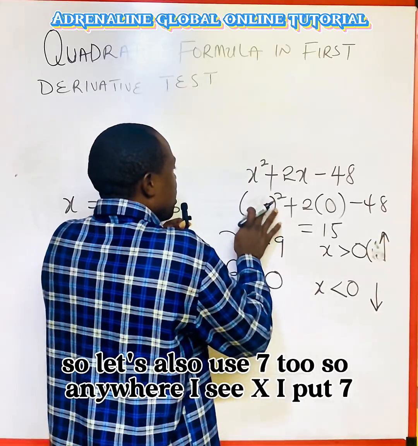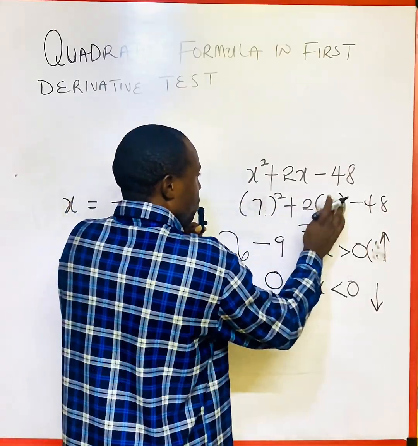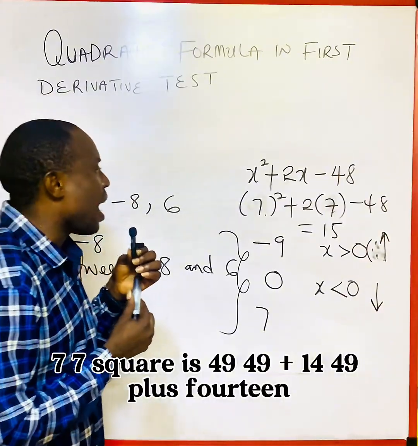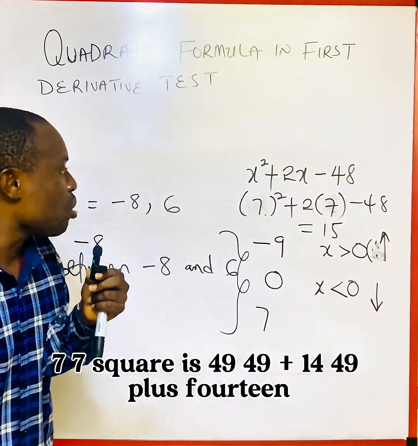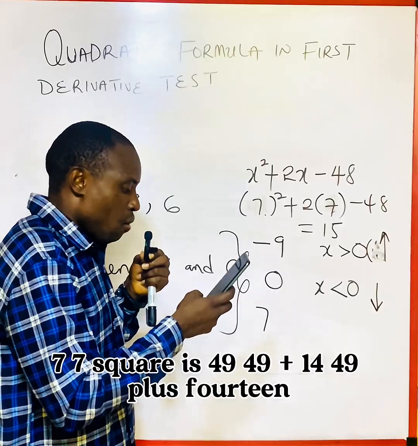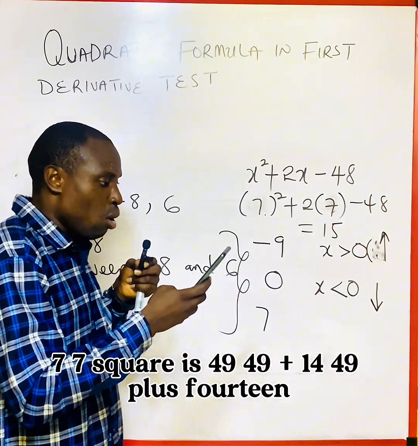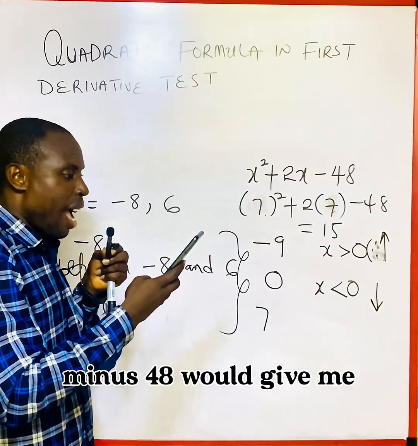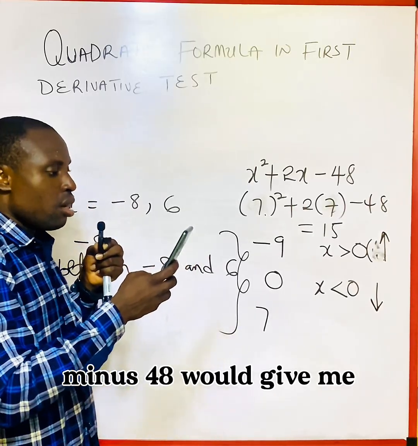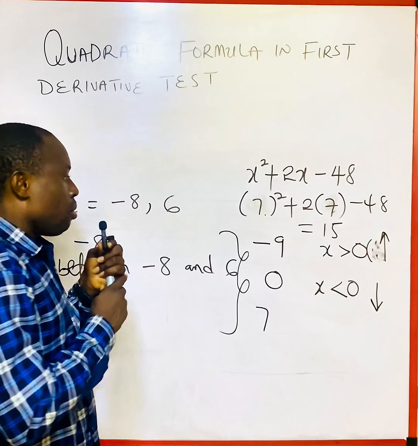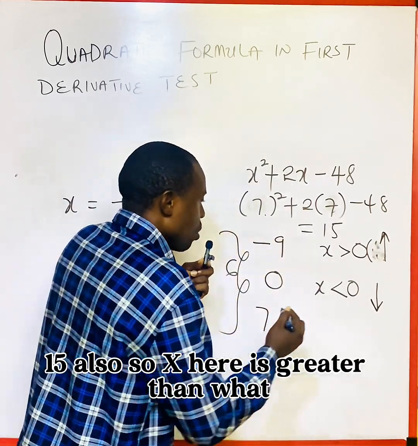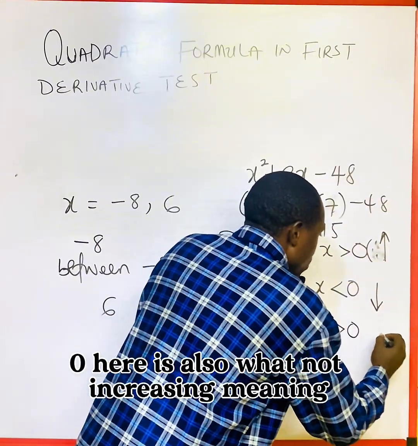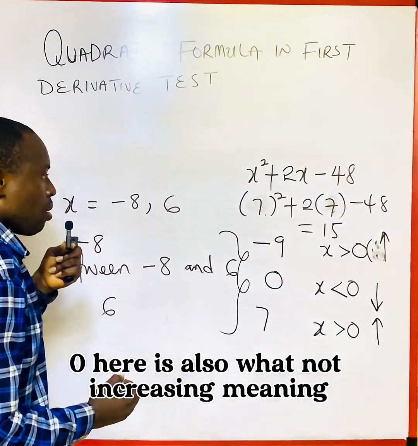So let's also use 7. Anywhere I see x, I put 7. 7 squared is 49. 49 plus 14 minus 48 would give me 15 also. So this is greater than 0. Here is also increasing now.